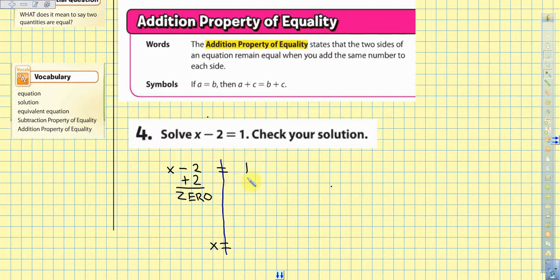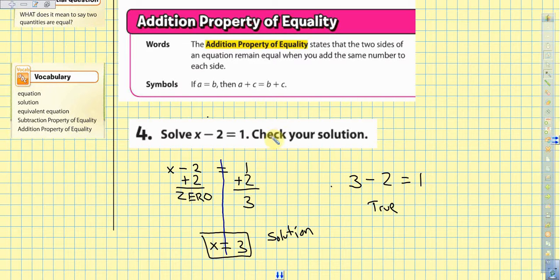And you do the same thing. The addition property tells me we have to add 2 to both sides, and then that gives me 3. So my x should equal 3. That should be the solution. But we're going to test it. And by testing it, we're just going to take our 3, place it back in for x. So instead of x, it's 3 minus 2 equals 1. Well, that's true. So therefore, x is equal to 3.